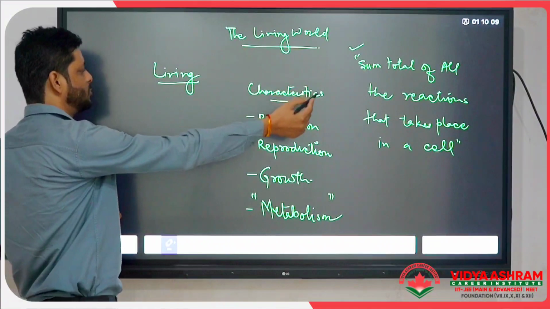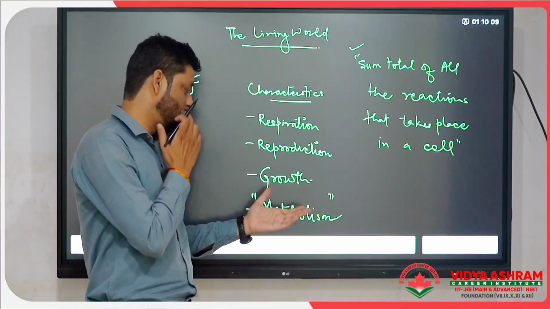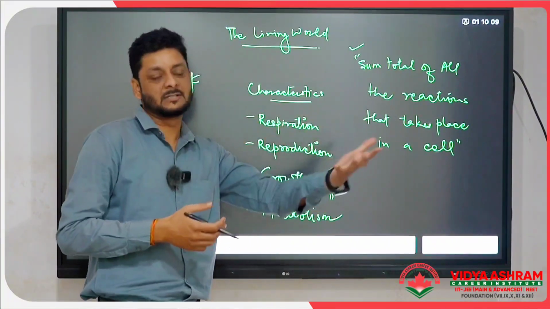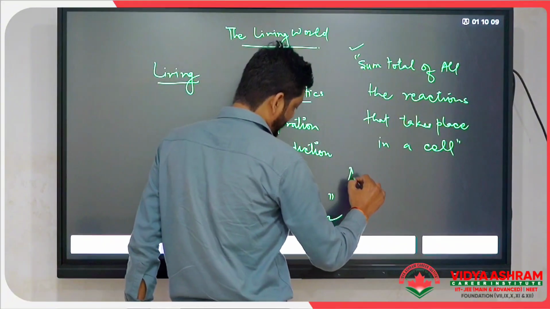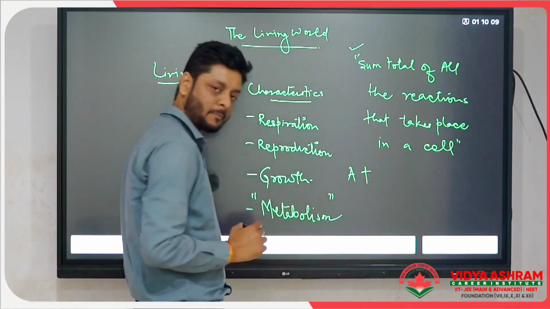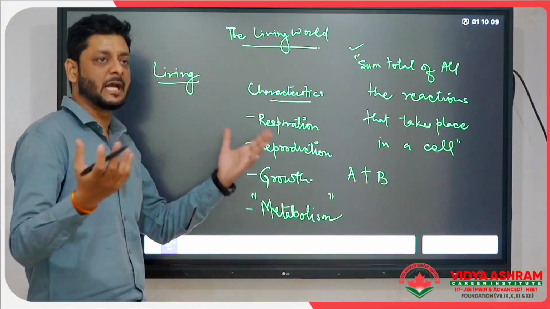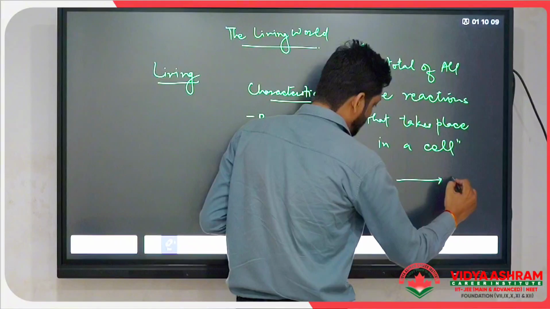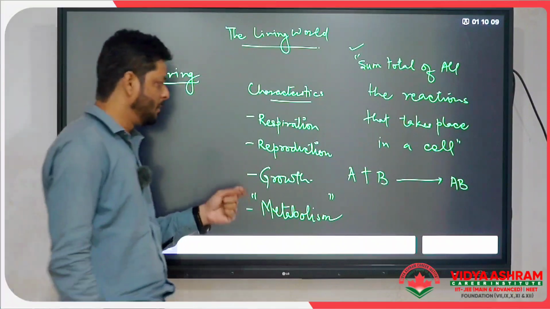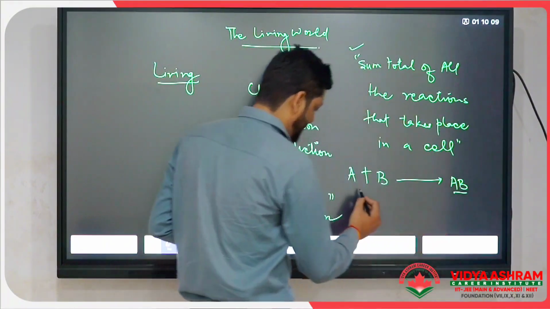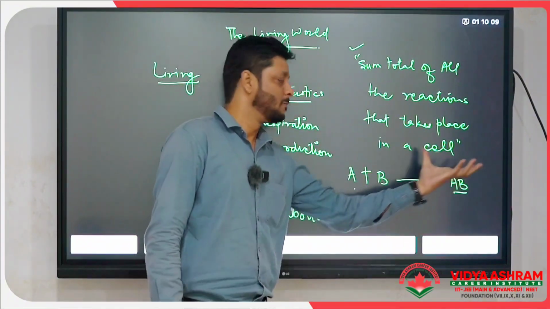How do we define this sum total of all the reactions? Some of the students may not understand the mechanism of reactions, how these reactions simultaneously take place within the cell. So I will describe it very carefully for you. A is a reactant and B is another reactant. They might be present in a cell, and when they react, they will combine with each other and form another molecule. This is a larger molecule and these two are the smaller reactants. So by the joining of the two reactants, we get a larger molecule.